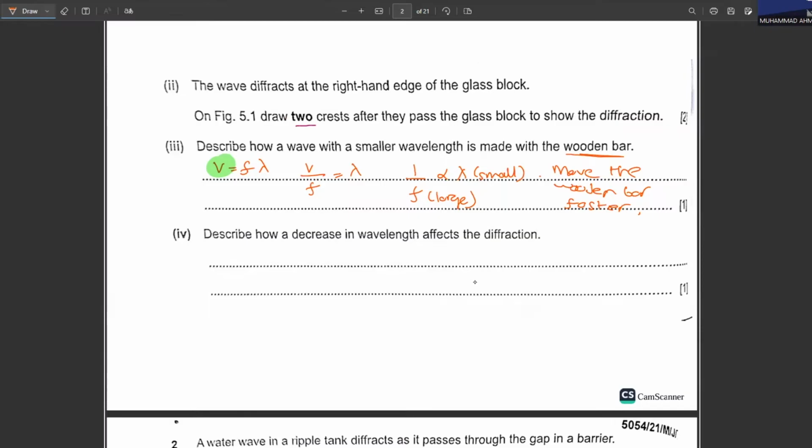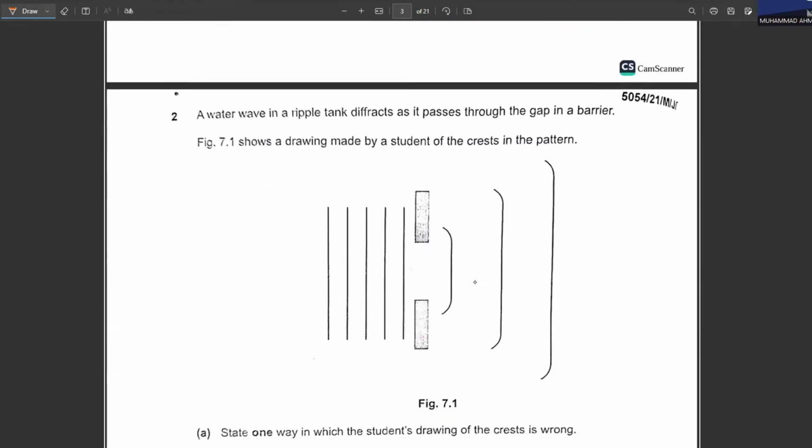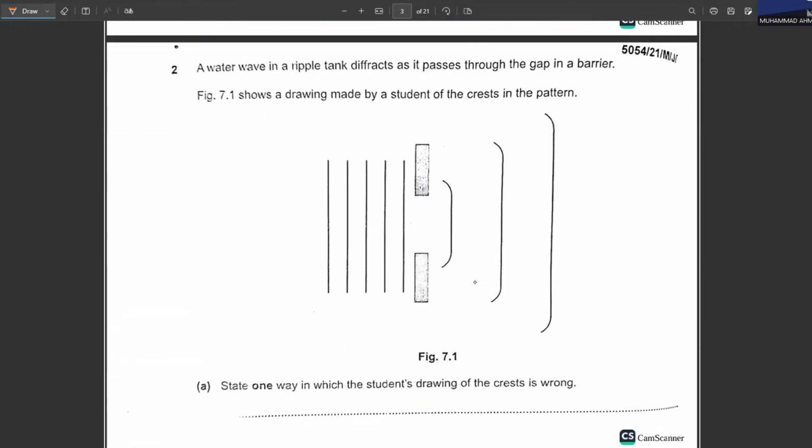Describe how a decrease in wavelength affects diffraction. Diffraction increases as your wavelength decreases. Obviously, I am writing in a very shorthand format. You need to write the complete statements. Let's move ahead. A water wave in a ripple tank diffracts as it passes through a gap in a barrier. Figure 7.1 shows a drawing made by a student of the crest pattern.